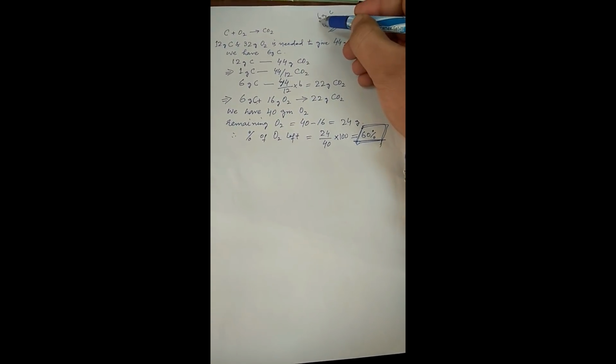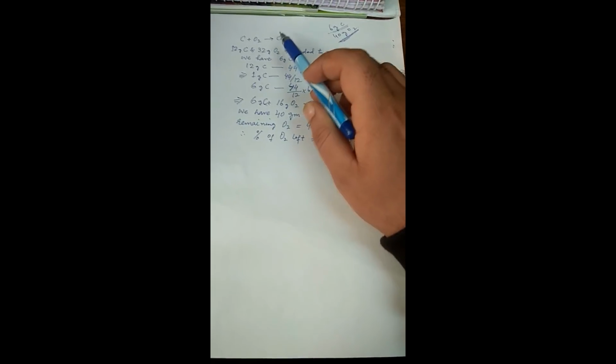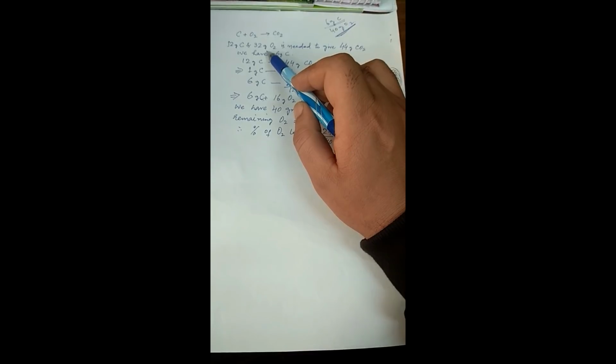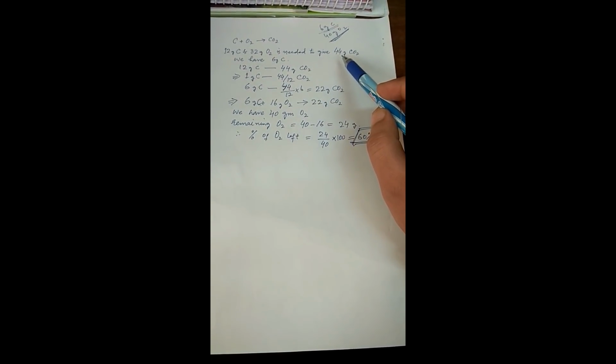So the next question that we will discuss is regarding the burning of carbon. 6 grams of carbon has been burned in an atmosphere having 40 grams of O2. The question is asking: what is the percentage of O2 left after burning 6 grams of carbon? You know that carbon plus oxygen gives us carbon dioxide. Carbon has a molecular weight of 12 gram while oxygen has a molecular weight of 32 gram. So CO2 therefore has a molecular weight of 44 gram.